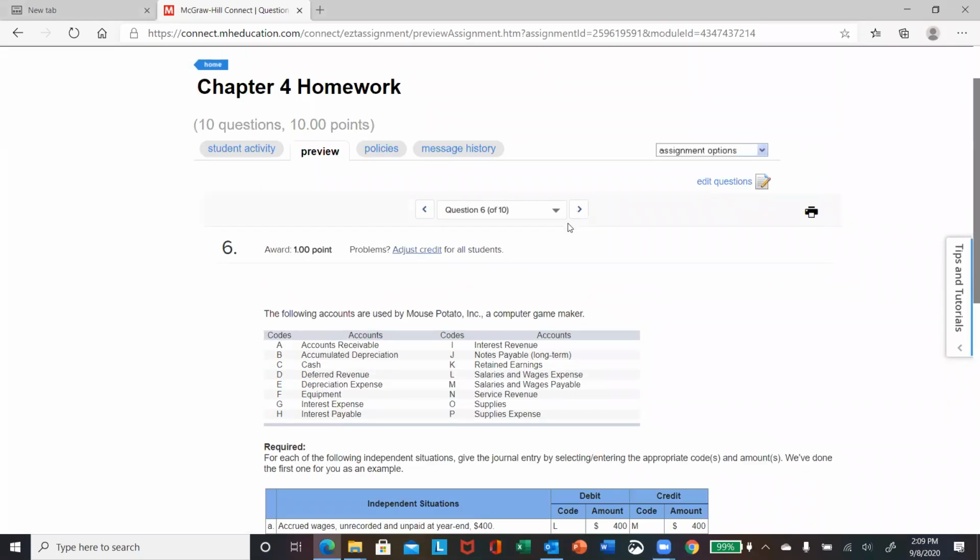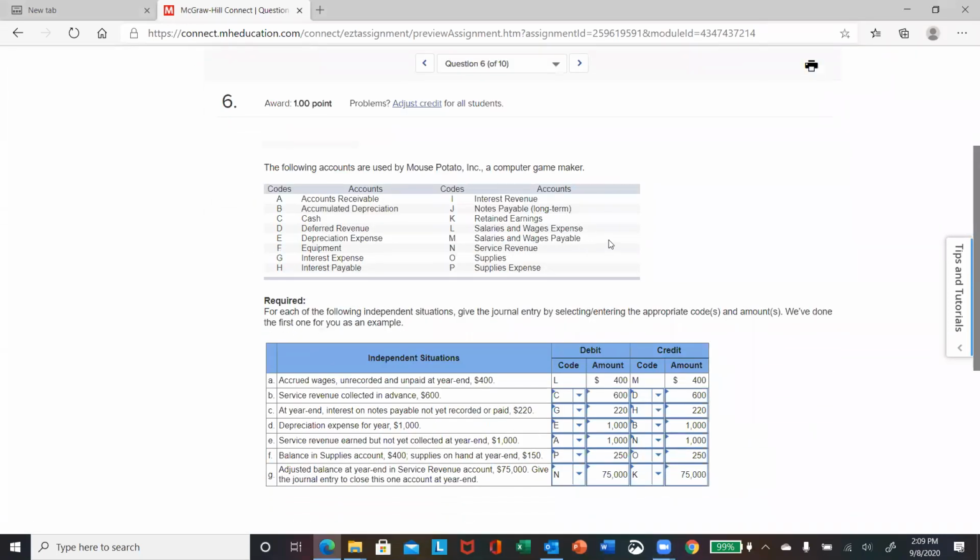All right, number 6. They just want us to go ahead and do some adjustments, or I'm sorry, some entries. It says for each of the following independent situations, give the journal entry by selecting the code. So they put the codes over here. You can see how they relate to the different accounts. So rather than saying debit accounts receivable, you'd put like code A. That's basically what they want you to do. And then of course, put the amount.